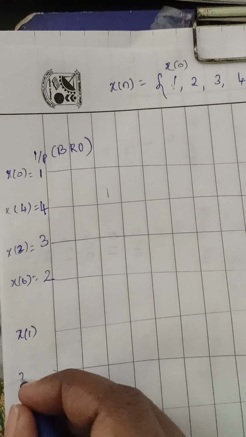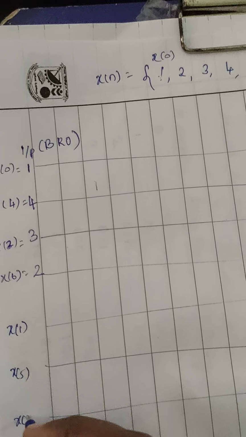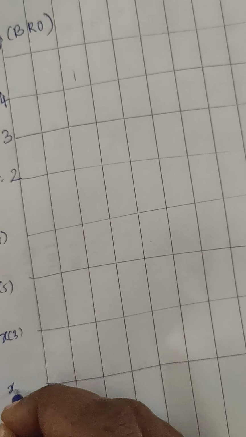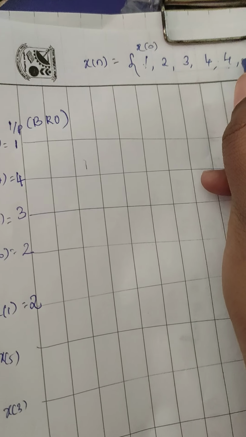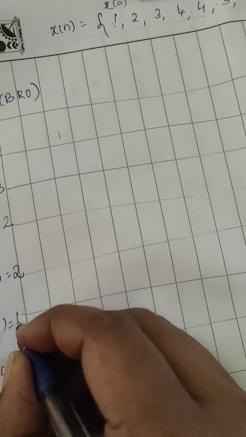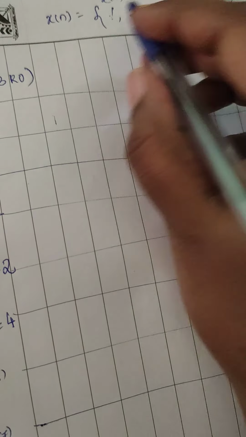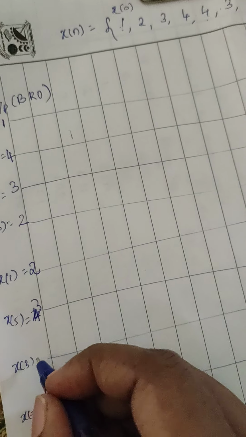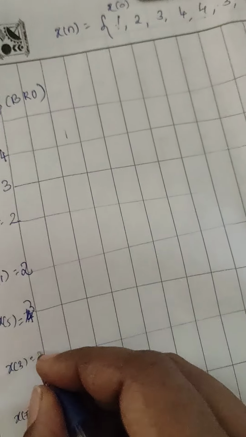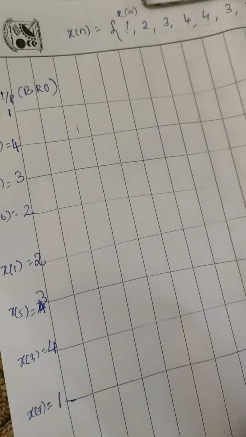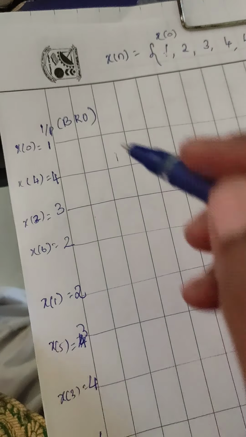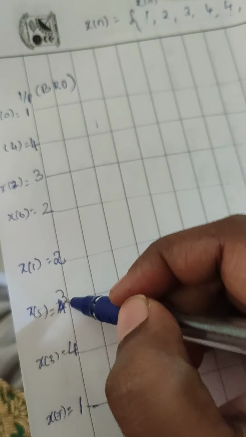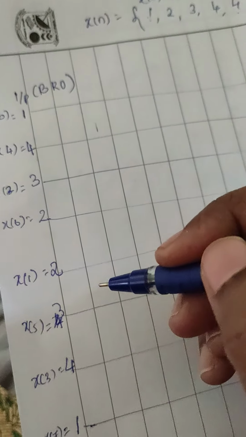Then x of 1. Next are x of 5, x of 3 and x of 7 values. x of 1 is 2. x of 5: 0, 1, 2, 3, 4, 5, so it is 3. Then x of 3: 0, 1, 2, 3, it is 4. And x of 7 is 1. So we have taken the inputs: 1, 4, 3, 2, 2, 3, 4, 1. These are the inputs we have taken in bit reversal order.